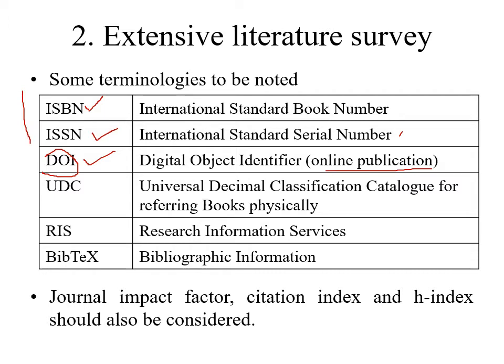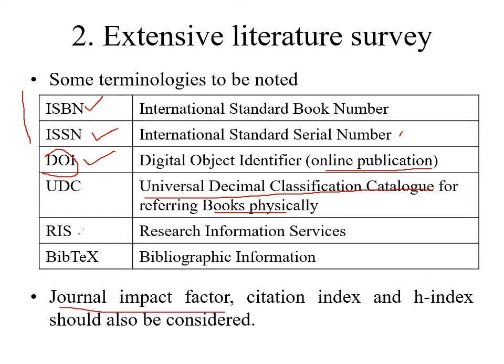The next three you can find in the libraries. UDC means Universal Decimal Classification Catalog, for referring to books physically. Then RIS, which means Research Information Services. Then BibTeX, for bibliographic information. And while doing a literature survey, you must also consider the journal impact factor.